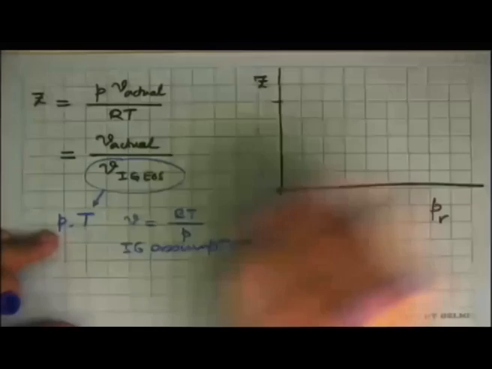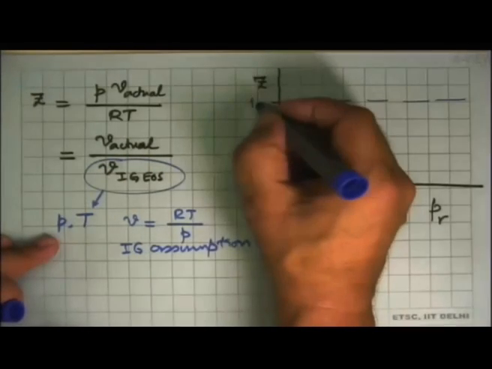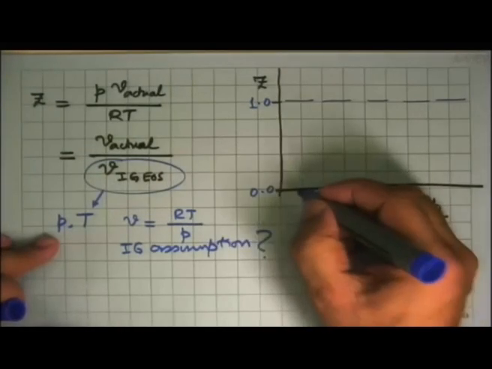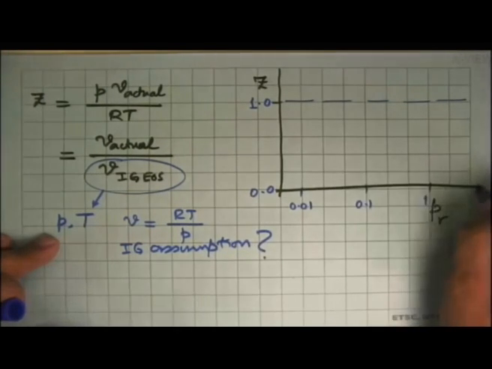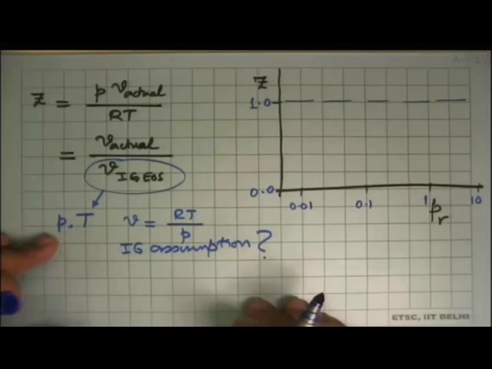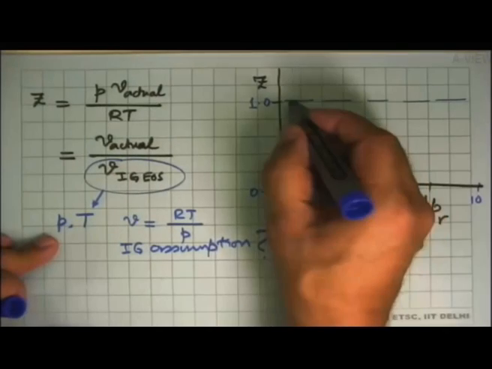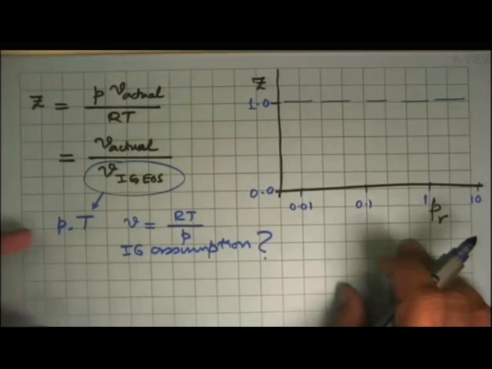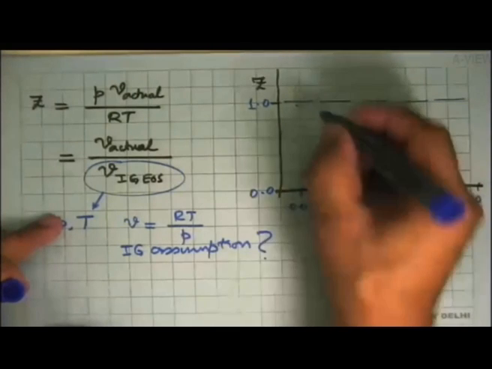And we went about drawing this curve and saying that ideally Z is equal to 1, and this is 1.0, this is 0, and this is a logarithmic scale going from 0.01 reduced pressure to say 0.1, 1 and say 10 and even further to 100. We argued yesterday that at very low pressures, when we start plotting at a certain reduced temperature, we ask what is the Z?